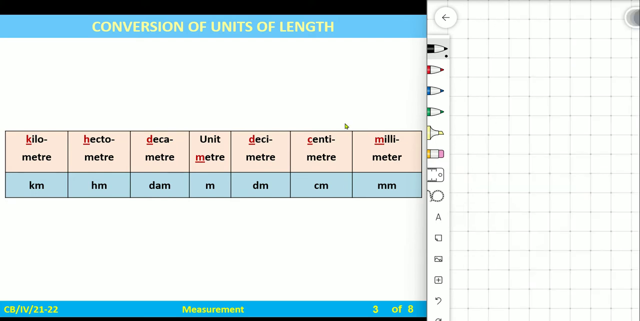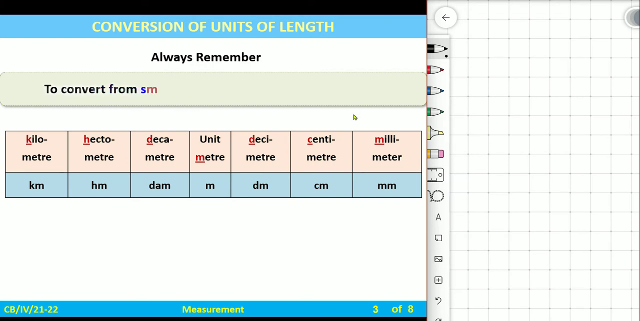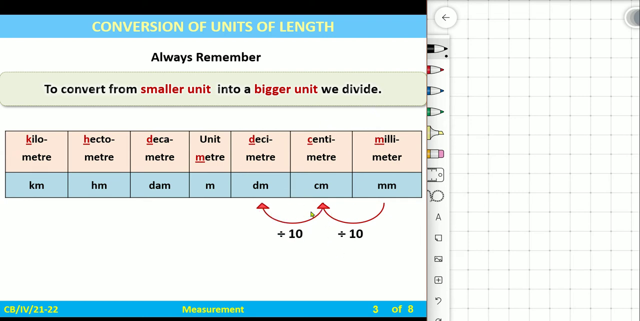So, conversion of units of length. Always remember, to convert from a smaller unit into a bigger unit, we must divide. From a smaller unit to a bigger unit, we must use division. For converting millimeter to centimeter, you must divide by 10. Again, from centimeter to decimeter, divide by 10. Decimeter to unit meter, divide by 10. Meter to decameter, divide by 10. Decameter to hectometer, divide by 10. Hectometer to kilometer, divide by 10.